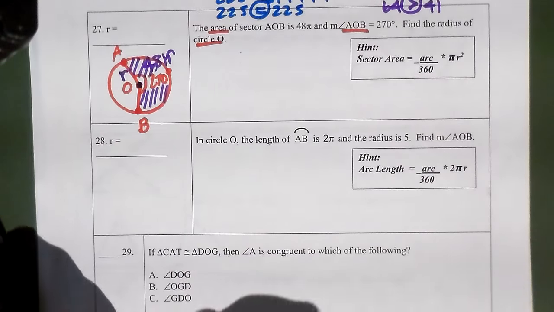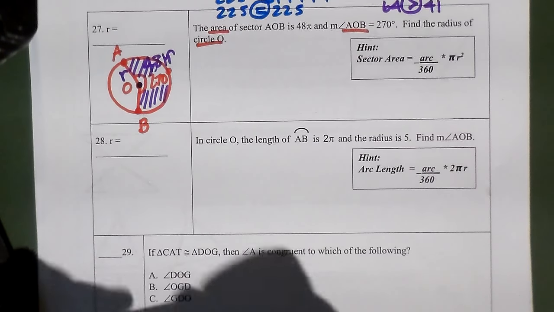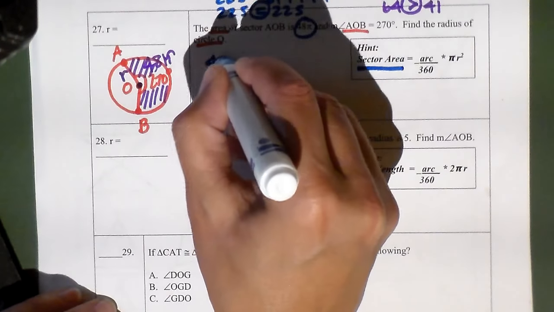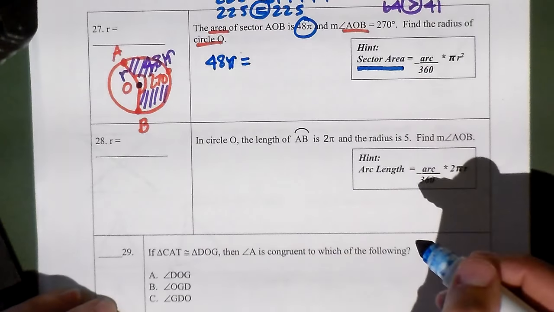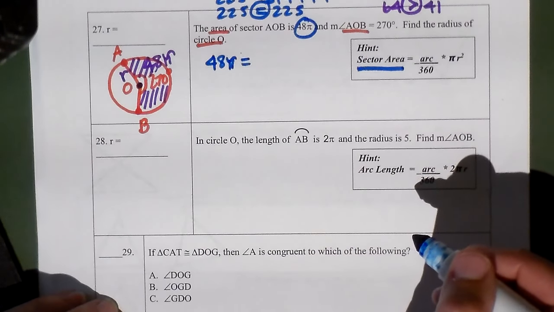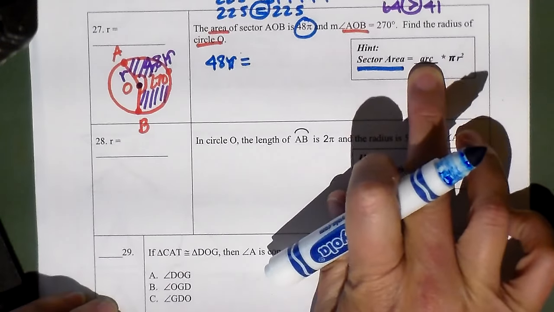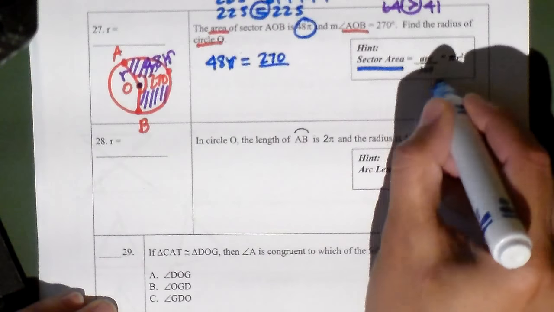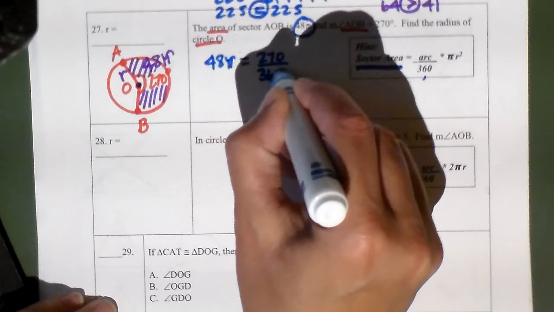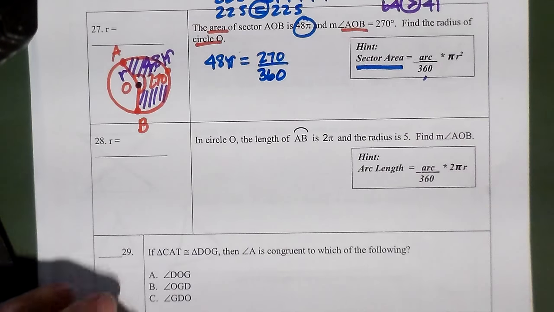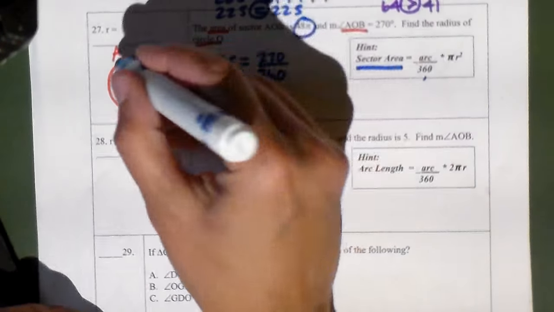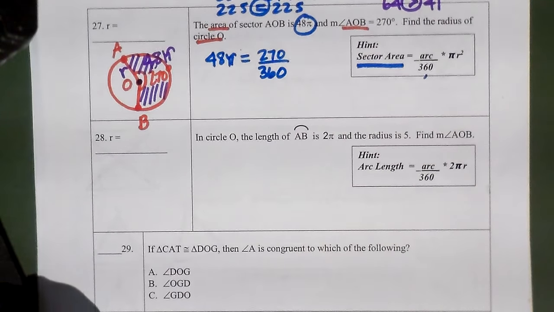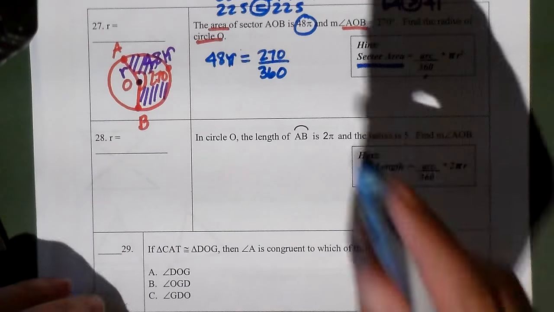This is the center of my circle. I know that the sector area in this case is 48 pi. How do I get the area of the sector? Well, it's a fraction of the circle. The fraction of the circle is the measure of the arc, and remember the arc is the same as the central angle, so my arc is 270 over 360. That gives me the fraction of the circle I'm looking at, 270 out of 360. If it were straight down the middle and it were a diameter, that would be 180, and my fraction would be 180 out of 360, because now I'm looking at half the circle. So hopefully that makes sense.